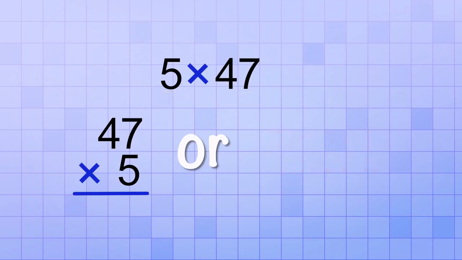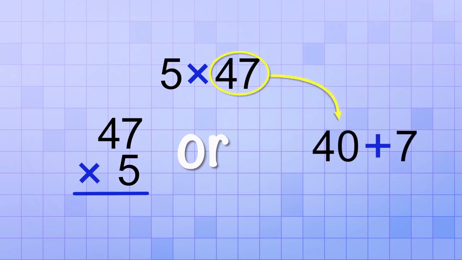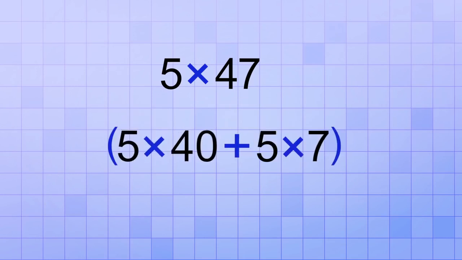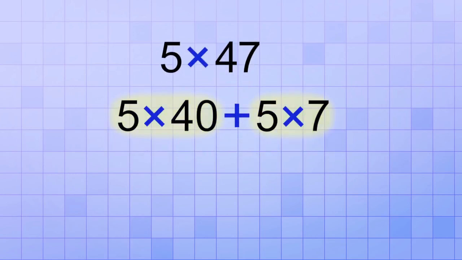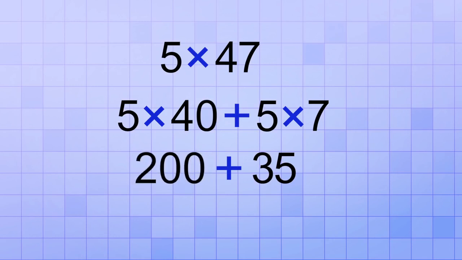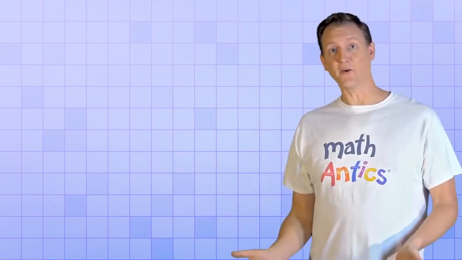The key is to realize that you can replace the 47 with 40 plus 7. Then the problem becomes 5 times the group 40 plus 7. And the distributive property lets us change that into 5 times 40 plus 5 times 7. Those two multiplications are easy to do. 5 times 40 is 200, and 5 times 7 is 35. So our answer is 200 plus 35, or 235. Want to see another example?